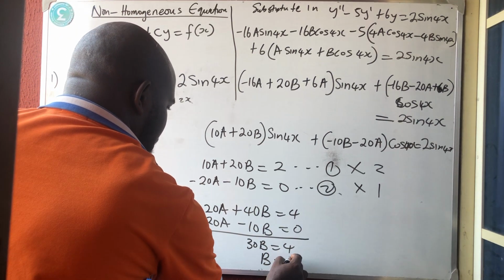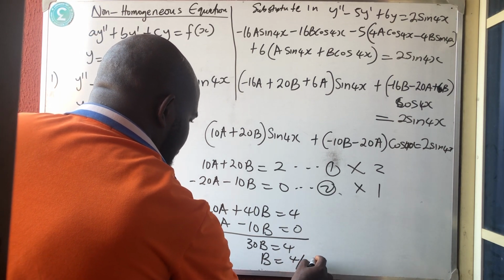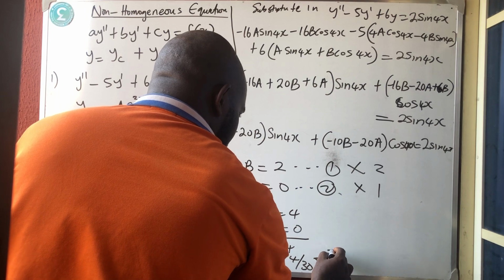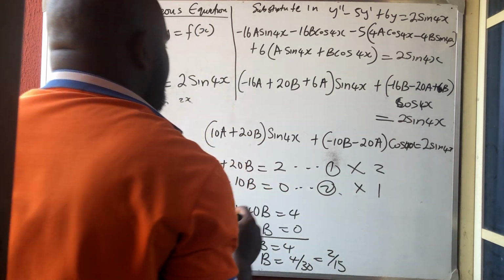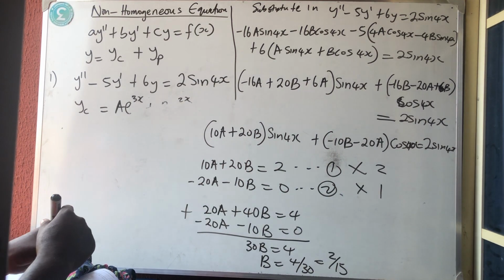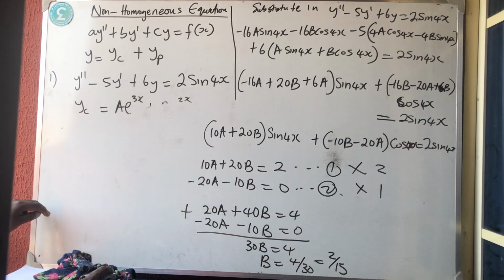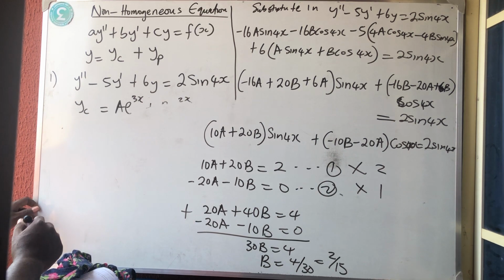So my b is equal to what? 4 over 30, which is equal to 2 over 15. Since I've gotten that b is equal to 2 over 15, let us substitute in equation 2 to get my a.